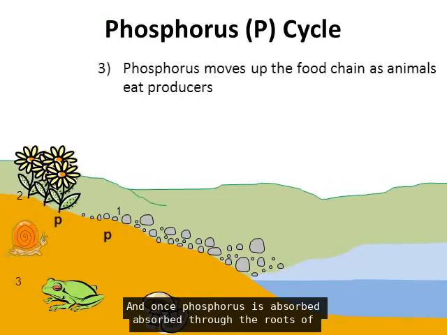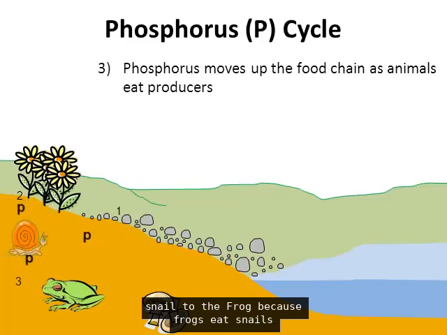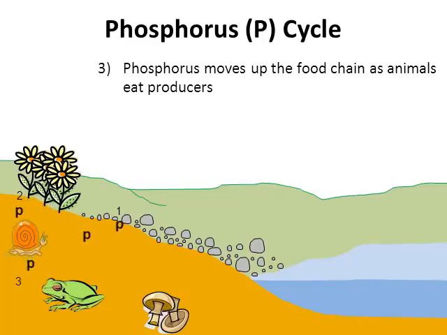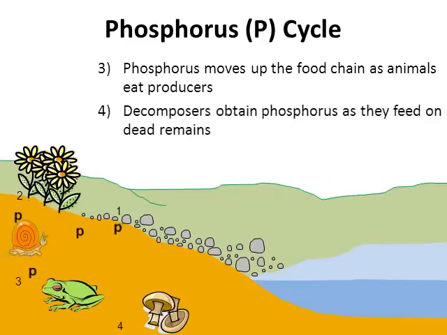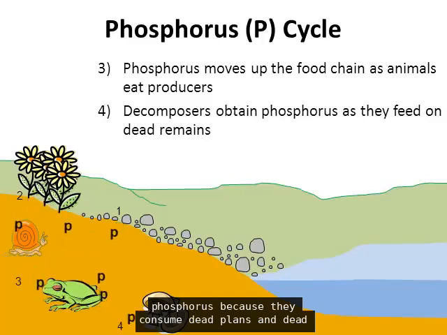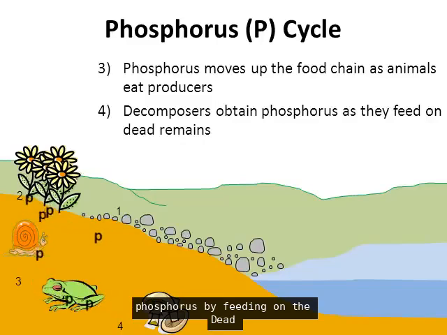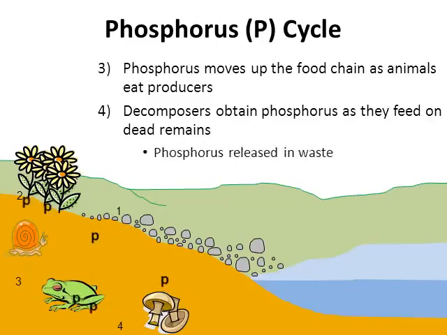And once phosphorus is absorbed through the roots of plants, phosphorus simply moves up the food chain from the plants to the snail because snails eat plants, from the snail to the frog because frogs eat snails. Phosphorus is moving up the food chain. And even to the decomposers. Decomposers obtain their phosphorus because they consume dead plants and dead snails and dead frogs. And so decomposers like mushrooms obtain phosphorus by feeding on the dead.